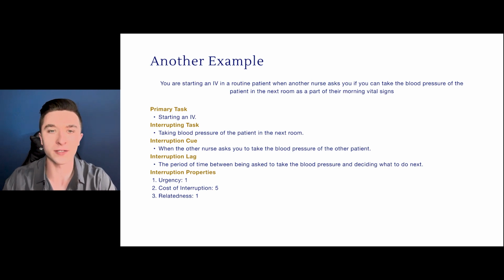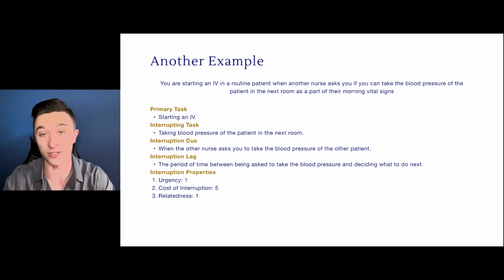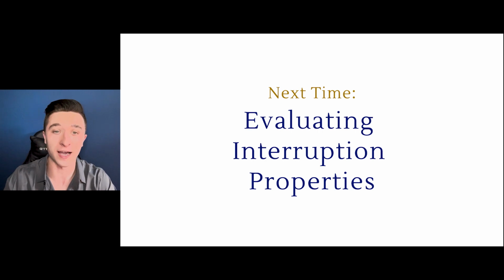So now you have the basic knowledge needed to identify the parts of interruption. So far, we've gone over some simple examples with pretty cut and dry solutions. However, real life is pretty complicated, and we need to make sure that we're making the best decisions for each situation. So exactly how each of these 3 interruption properties is identified and how we evaluate them will be discussed further in the next lesson.